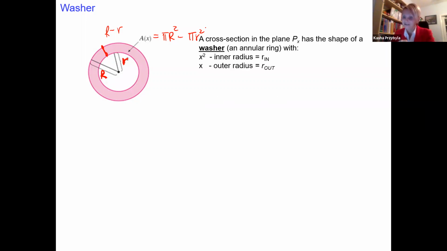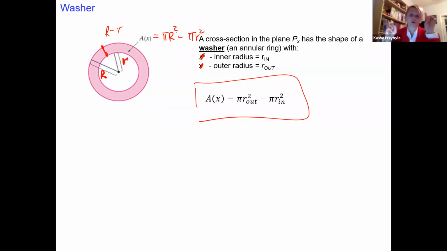Okay, that means I have this. Please ignore my x. I just called them outer and inner, but I think we will use the big R and the small r. We have to take a big circle and subtract the small one. Okay, are we okay with that shape? Let's look at the next example.